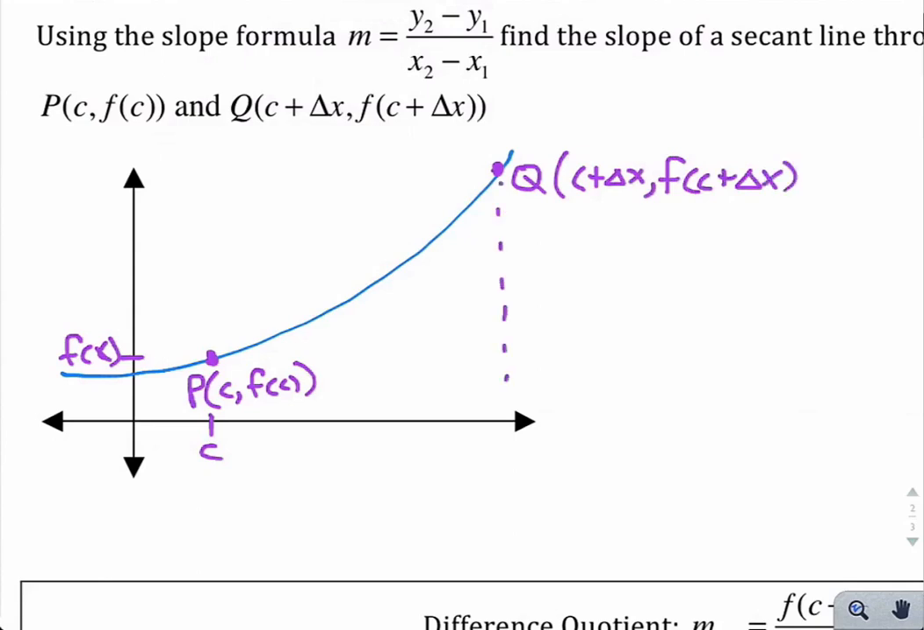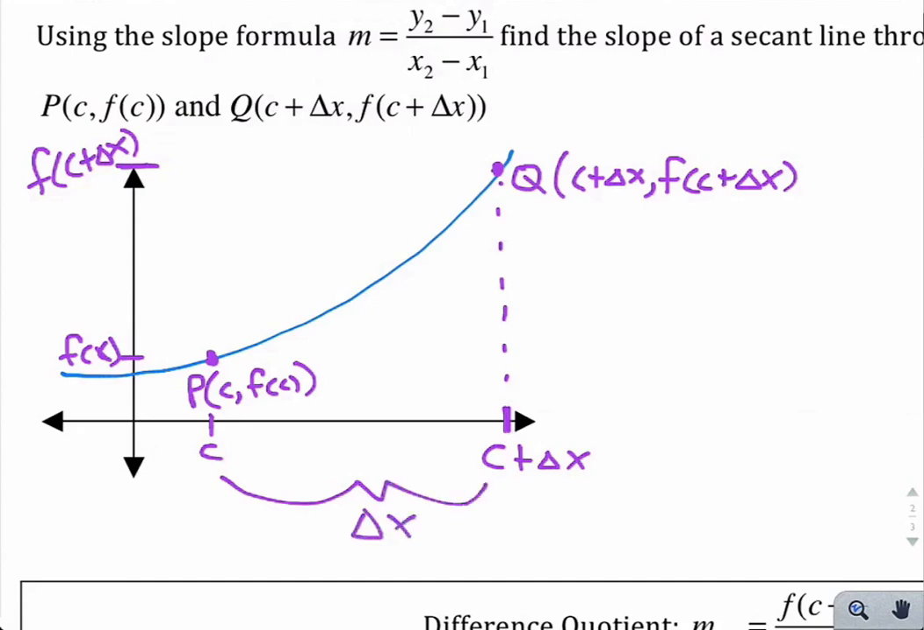That maps down here to where this is c + Δx, and then this y value is f(c + Δx). You can see here that Δx is just the difference between these two points. So let's go ahead and find the slope of the secant line through those two points.